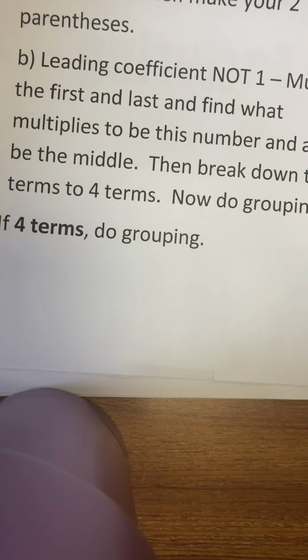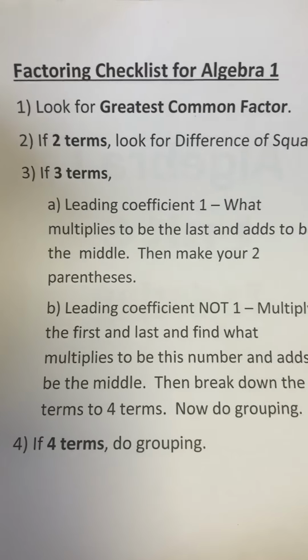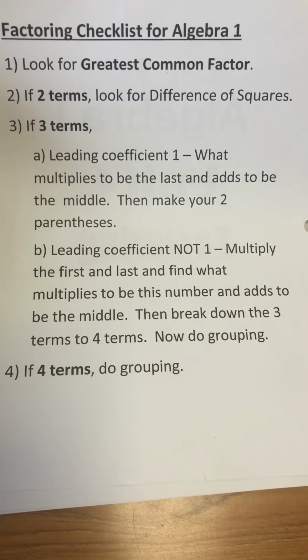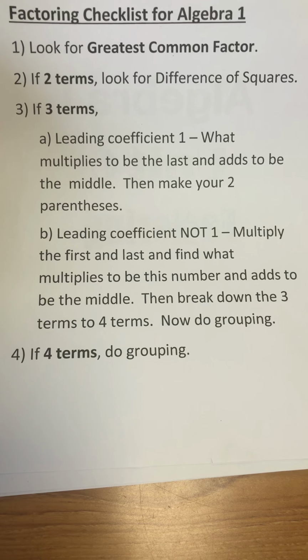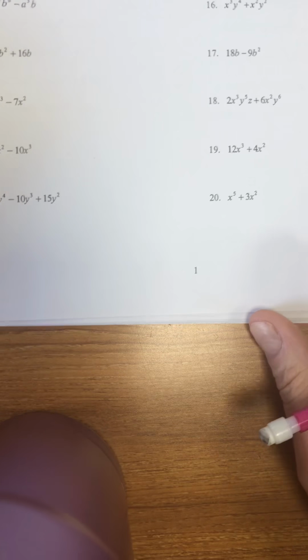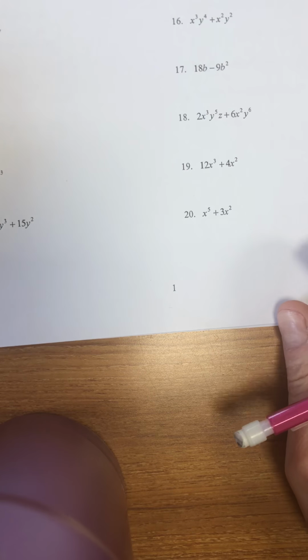If there are two terms, you're looking for a difference of squares. And then we have three terms where the leading coefficient is 1 and three terms where the leading coefficient is not 1. And if there are four terms, do grouping. So I'm quickly going to run through some examples of all of these problems just so you can hear me go through this again. So I am on page 1.